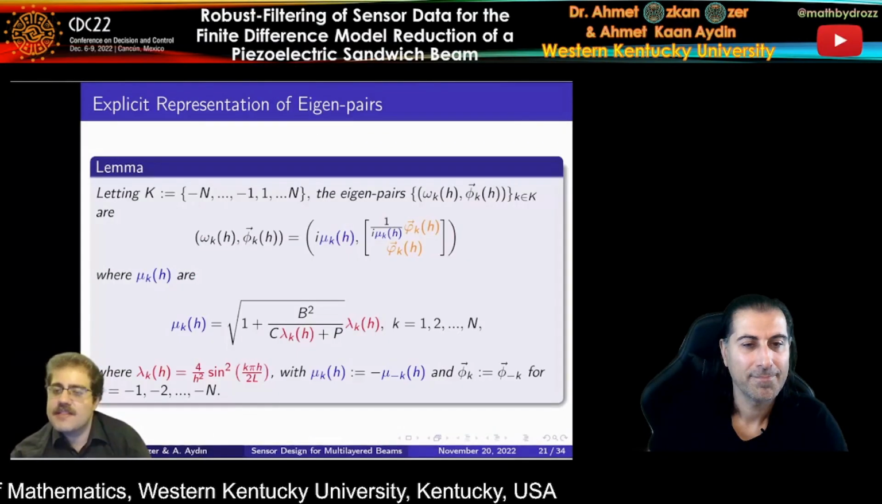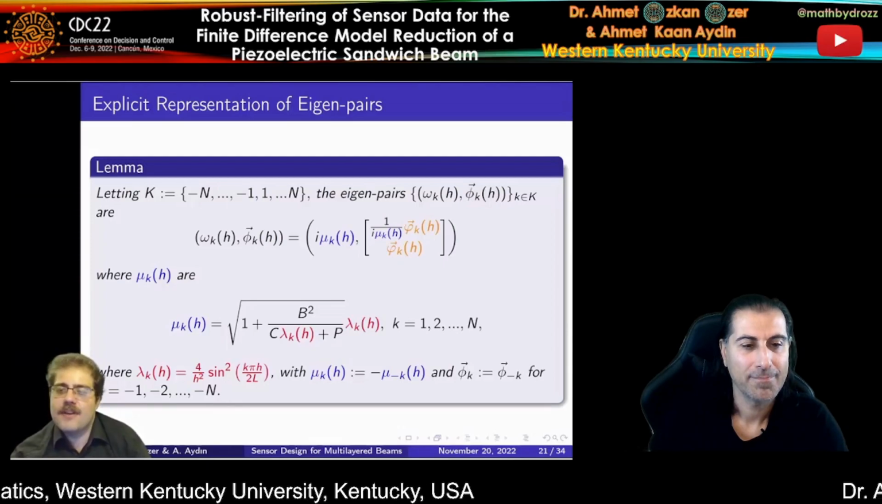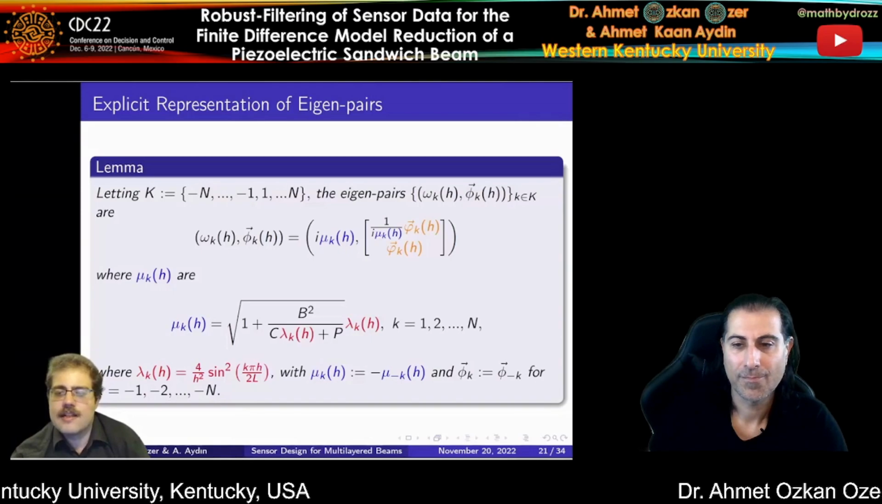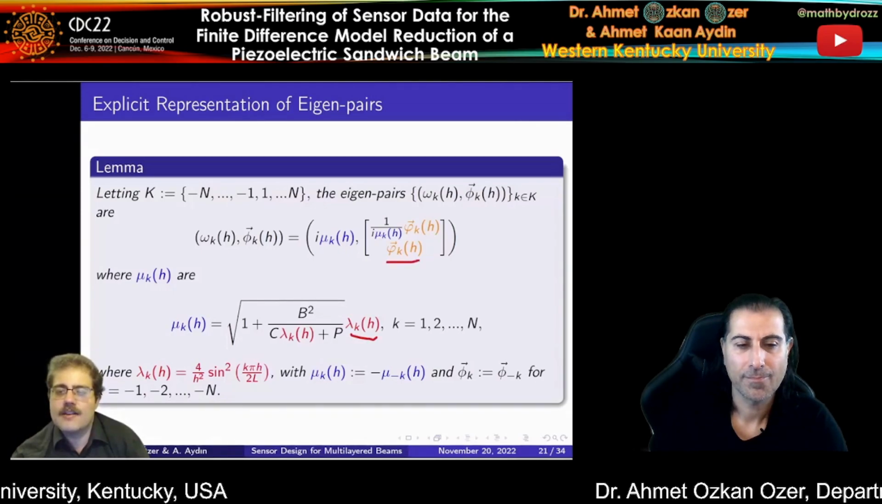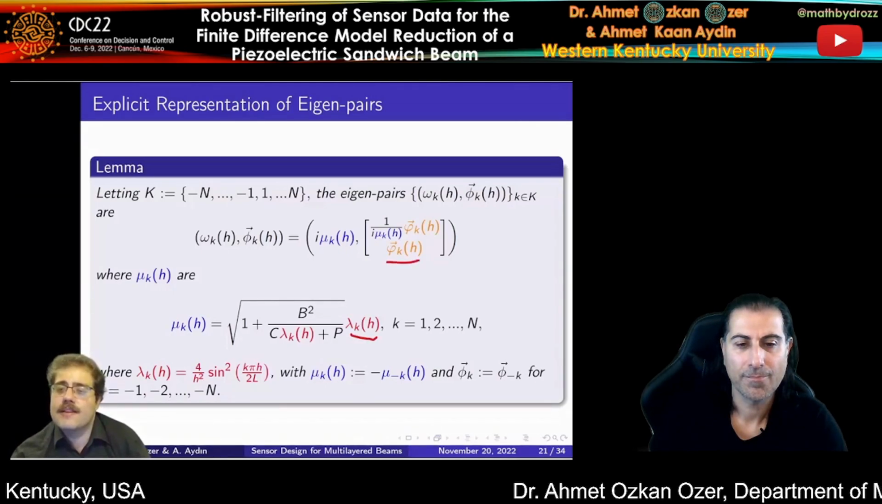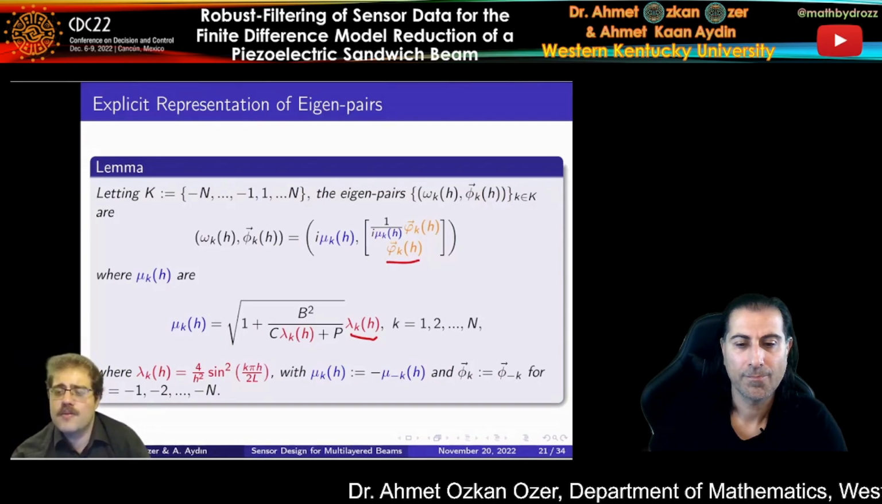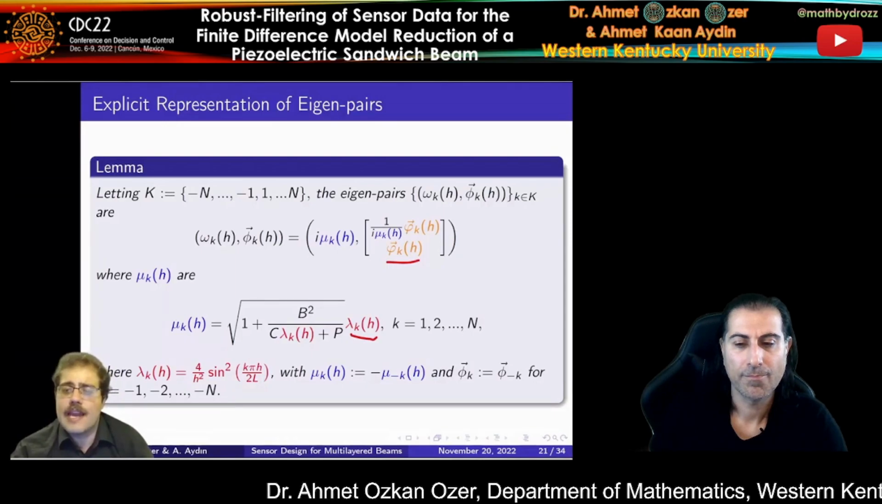Here we have the explicit representation of the eigenpairs of the reduced model. It's important to note that here, lambda_k and phi_k are the eigenpairs of the matrix A_h, which was the reason for the lack of uniform observability in the Euler-Bernoulli case.